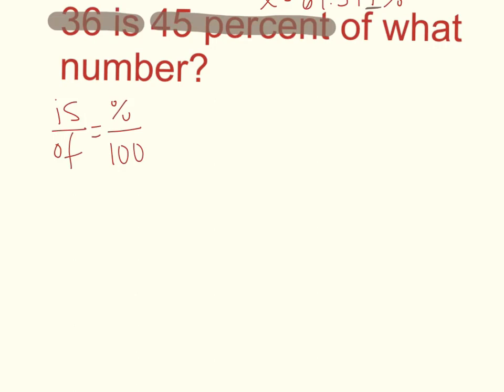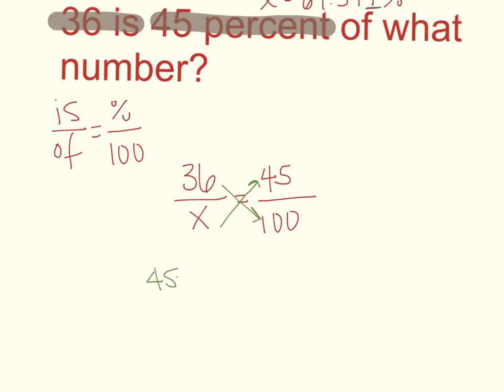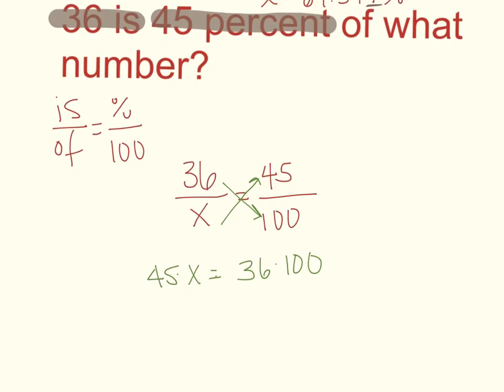So I'm going to set this up using 36 as my is. I don't know the whole or the of, is equal to 45% out of 100. I'm going to solve this the same way I've solved the others, cross multiplication and division. So I end up with 45 times x is equal to 36 times 100.